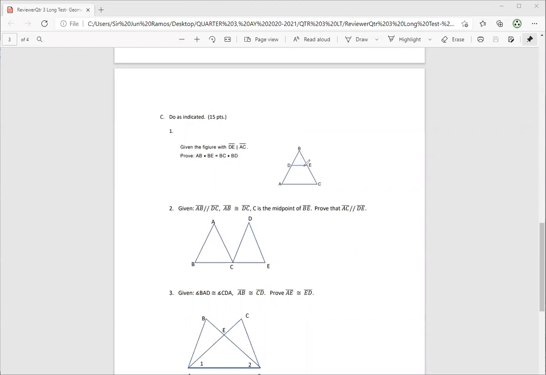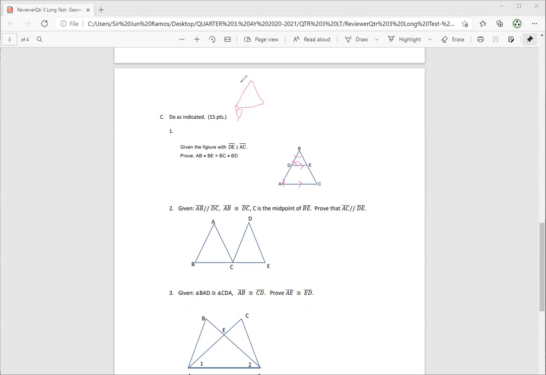DE here is parallel to AC. So DE is parallel to AC, and what does that imply? For that one given, we know that the corresponding angles are congruent. This is congruent to this, and this also is congruent to that, but we may not need that. We just say that this angle is congruent to itself. So in fact, we have two triangles here.